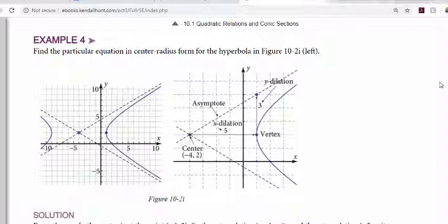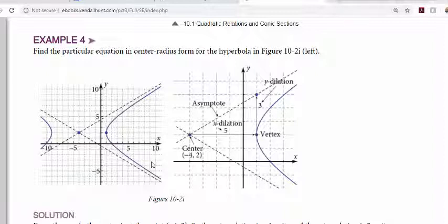And the directions here are to find the particular equation in center-radius form for the hyperbola in this figure. So the one that's on the left. They're actually the same, but this will help us as we go along. But here it is right here. And I can see that it's a hyperbola that opens in the x direction. So the first thing I'm going to do is look for that equation.